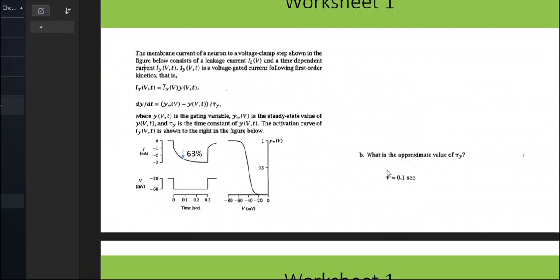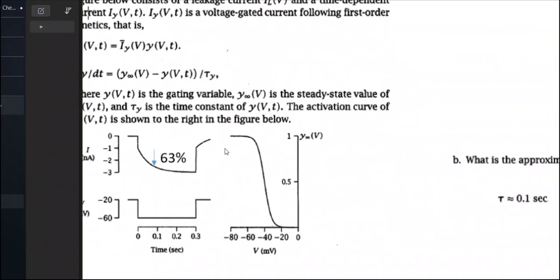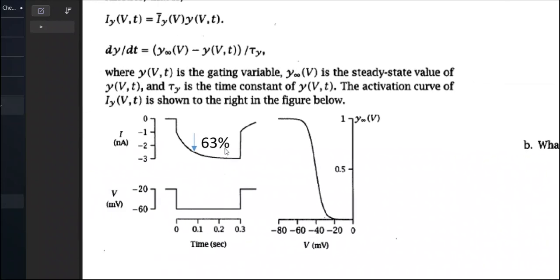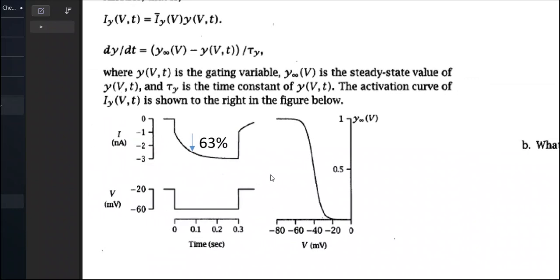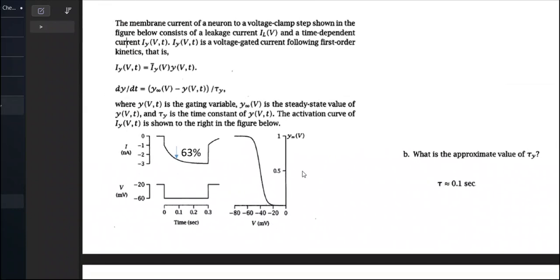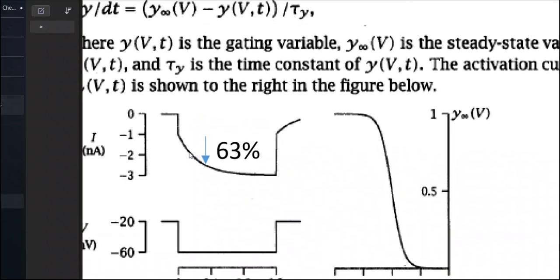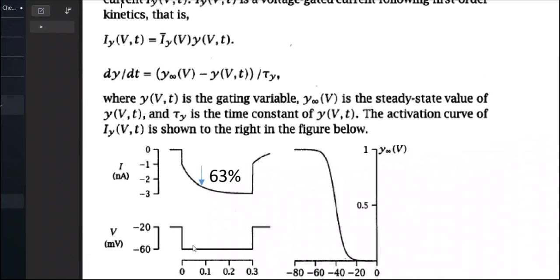The second question asks what is the approximate value of the time constant. As we all know, one time constant is 63% of the steady state value. For current, we know the steady state is -3, and we may think maybe the value of -2 is about 63% of the -3, and we should take the time when, oh, well, like here, and then maybe 0.05 seconds could be my time constant.